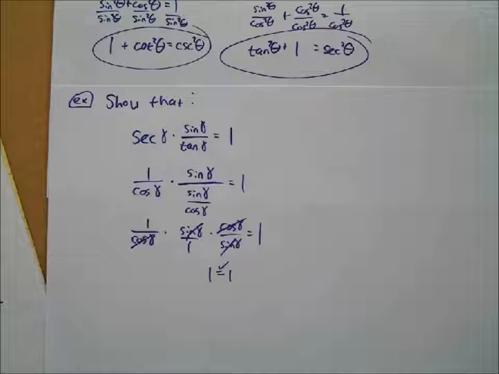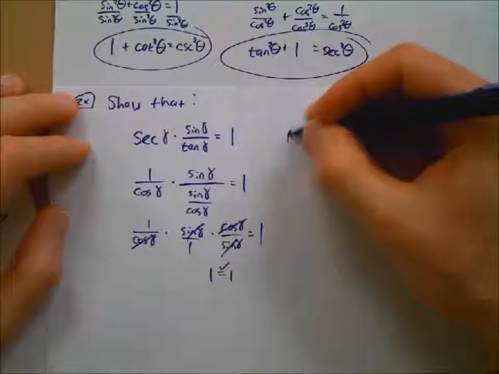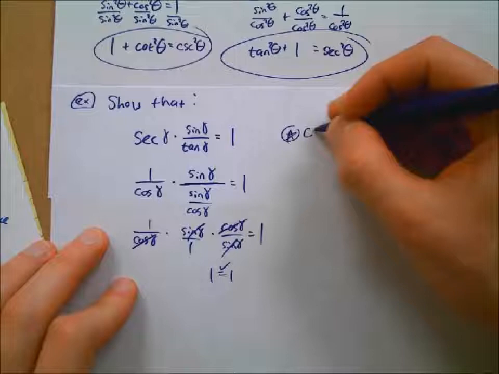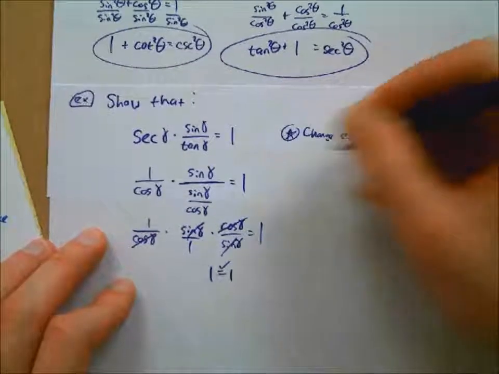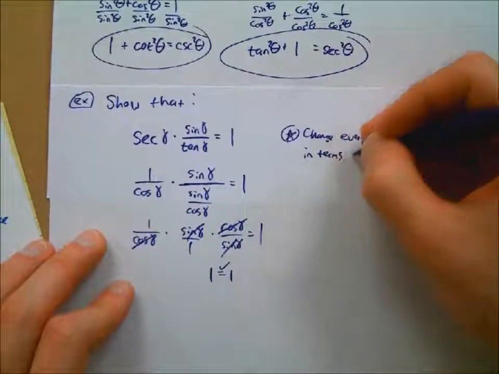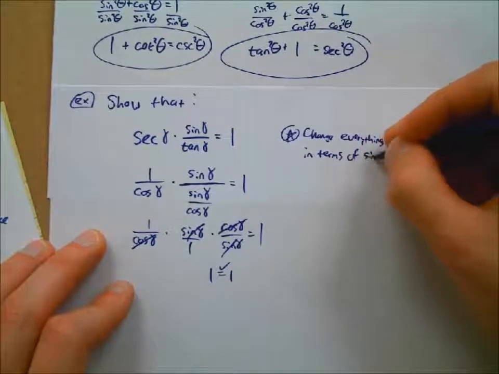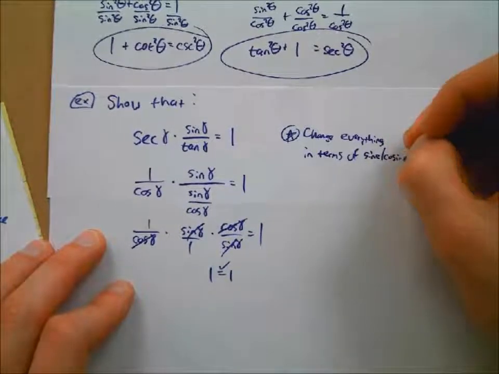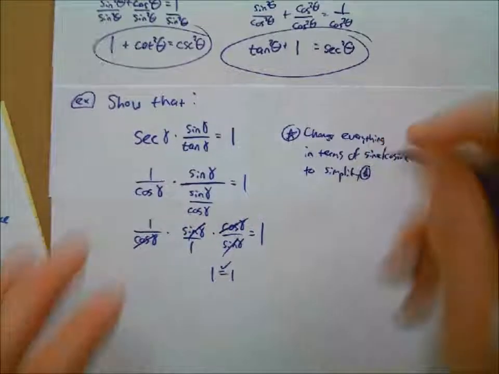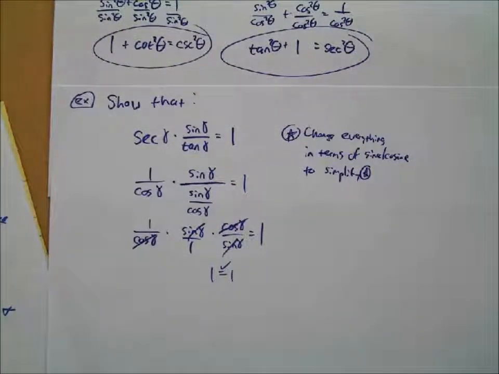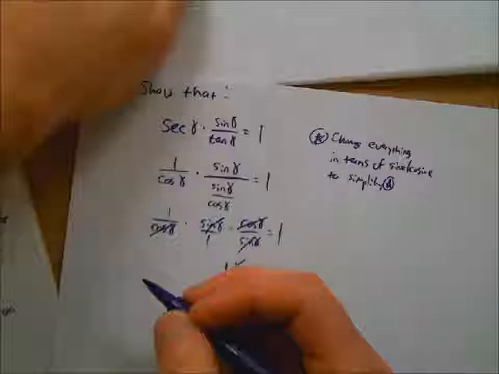So, strategy here, Ramike's suggestion was excellent. Change everything in terms of sine and cosine to simplify. Okay, change everything in terms of sine and cosine to simplify here.